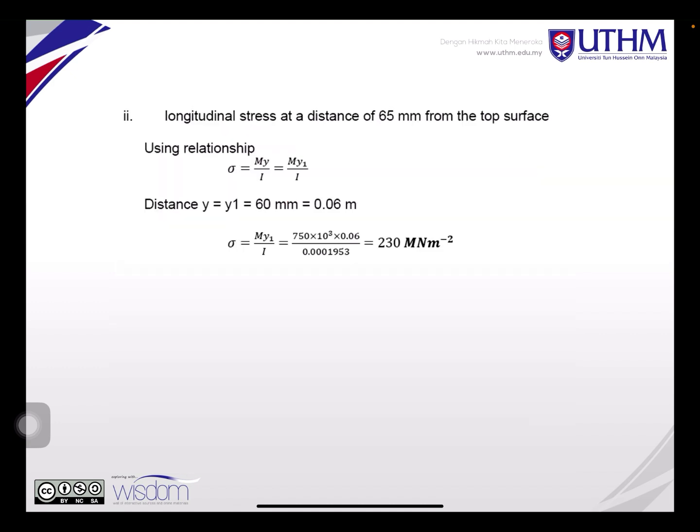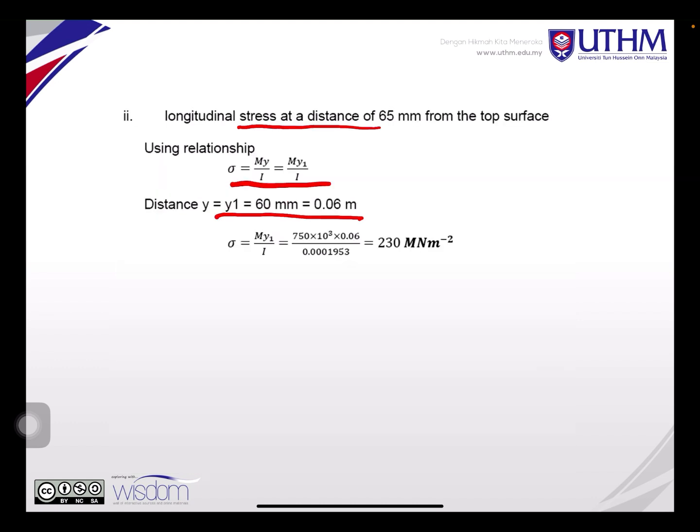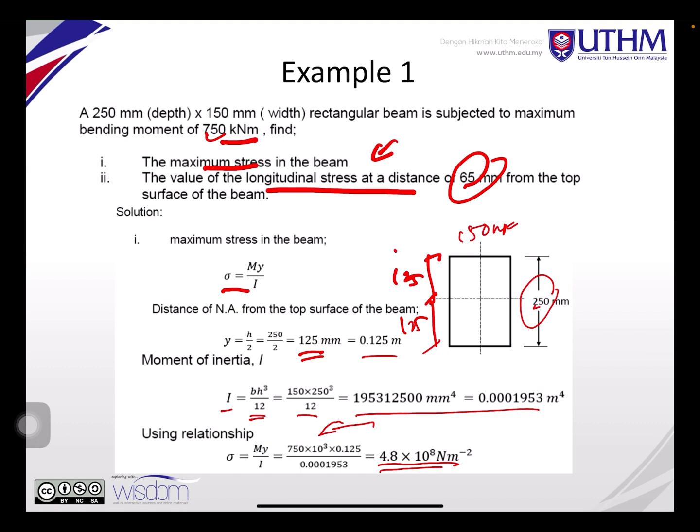Number 2, you want to find the stress at a distance of 65 mm from the top. So y is equal to y1. Y1 is 60 mm, 0.06 m. You use the equation My over I with y1 and substitute the values. The moment is 750 times 10 to the power of 3, times 0.06 meter, over I, and you get 230 N/m². This is the value at y1, you get y1 from here.